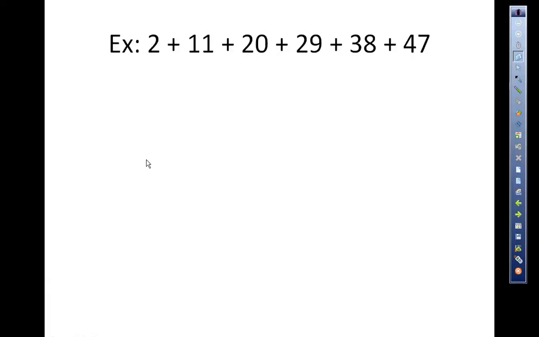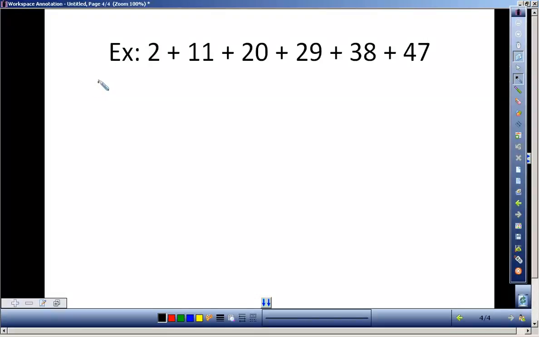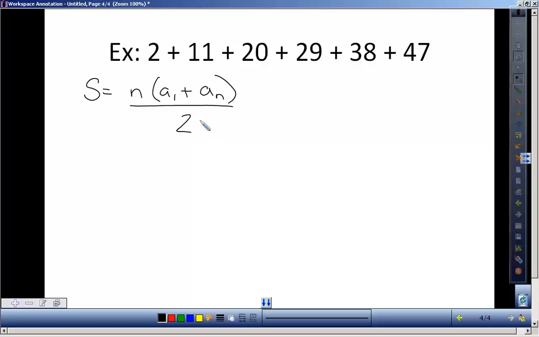So let's look at an example. All right. So if I have 2 plus 11 plus 20 plus 29 plus 38 plus 47, let's look and see if it's arithmetic. 2 plus 9 is 11, so it's 9 plus 9 plus 9. Yes, okay. So it's adding 9 each time. It is arithmetic. So we could use our arithmetic formula. So S is equal to n times A1 plus An all over 2.